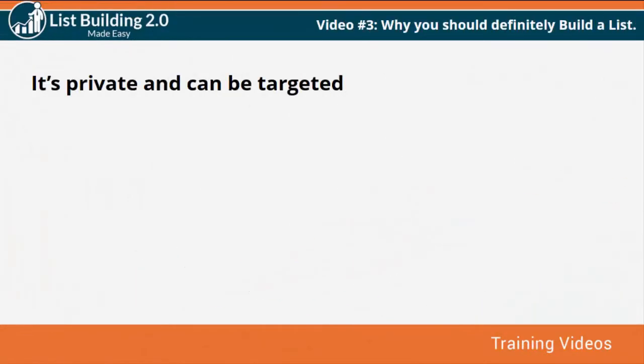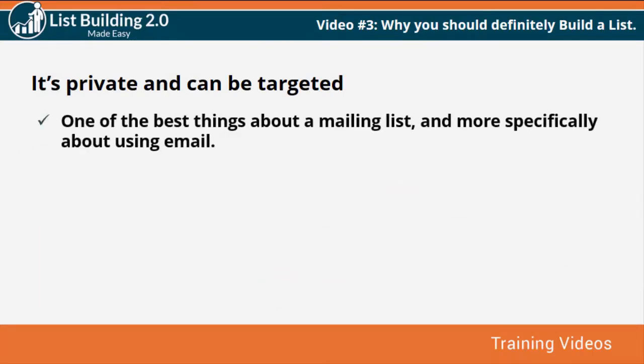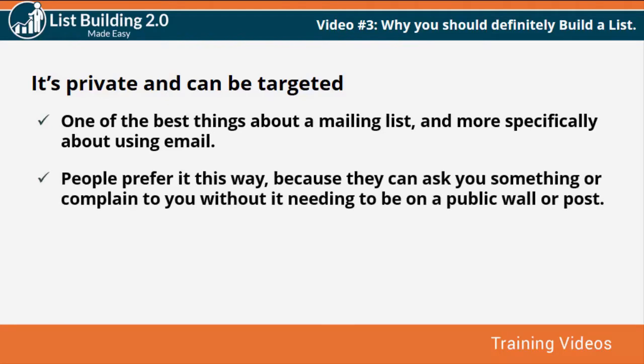It's private and can be targeted. One of the best things about a mailing list, and more specifically about using email, is the privacy aspect, which people care about a lot. It works both ways, because you can directly address somebody, and he or she can do the same with you. People prefer it this way, because they can ask you something or complain to you without it needing to be on a public wall or post.